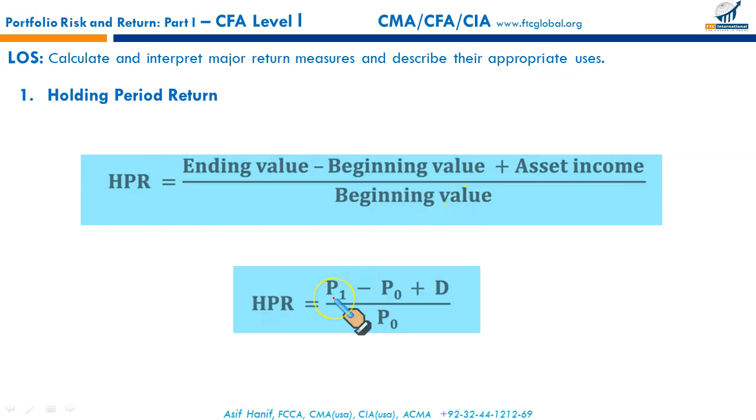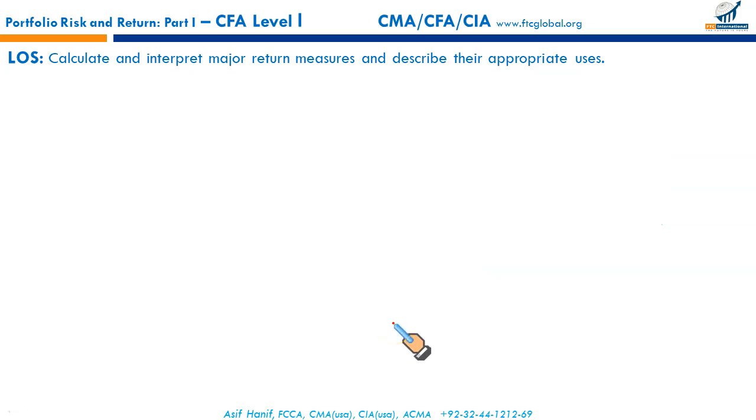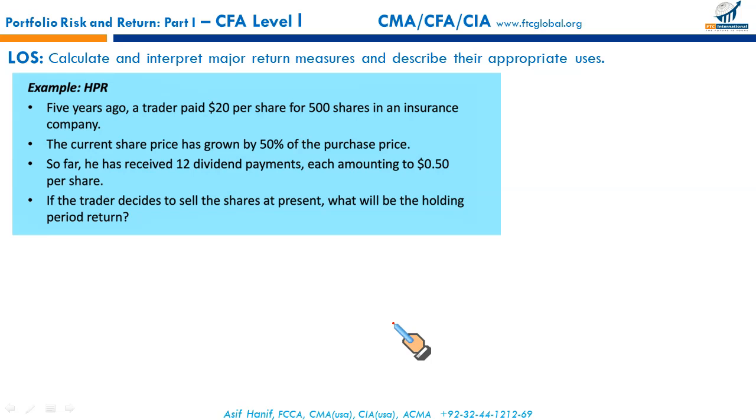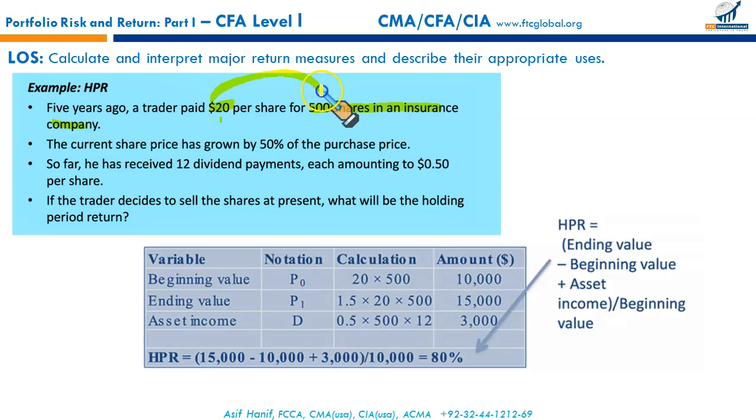So you can just give it in these symbols: P1 representing the ending value, minus the beginning value, plus interest or any dividends, upon the initial value, the beginning value. And then let's just try a question that will explain the idea. Okay, 5 years ago, a trader paid $20 per share for 500 shares in an insurance company, which means the initial value of the investment would be 20 times 500, that is $10,000.